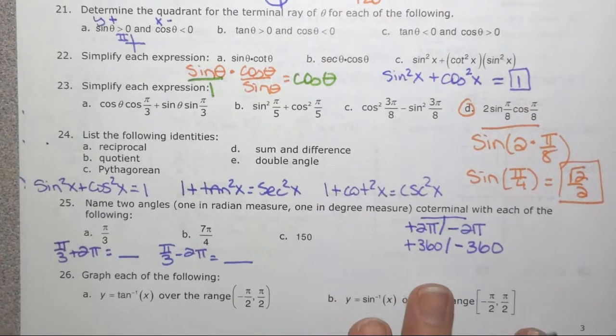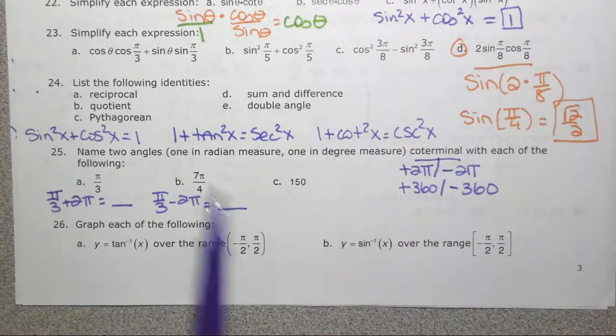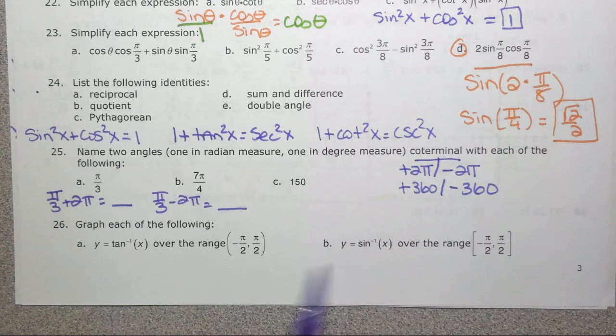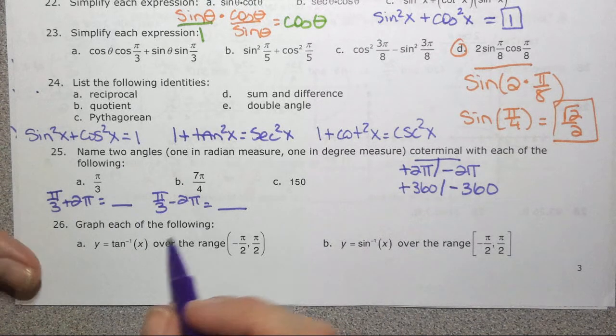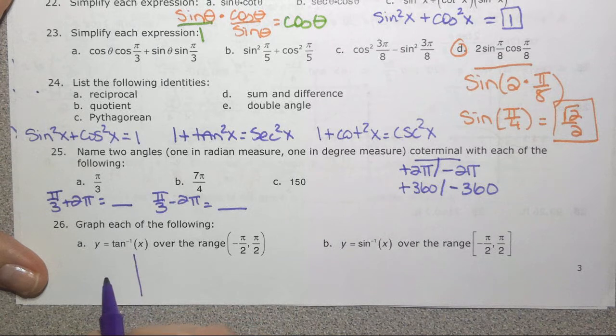26, A and B, want to see if you remember how to graph your tangent inverse and your sine inverse. So our tangent inverse, we just take our normal tangent curve, and we're going to lay it on its side. Go ahead and try B and check it on the back.